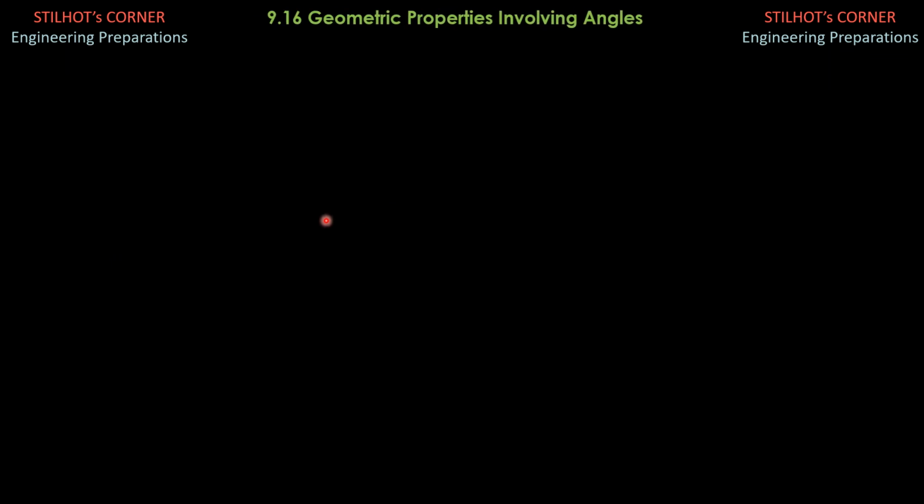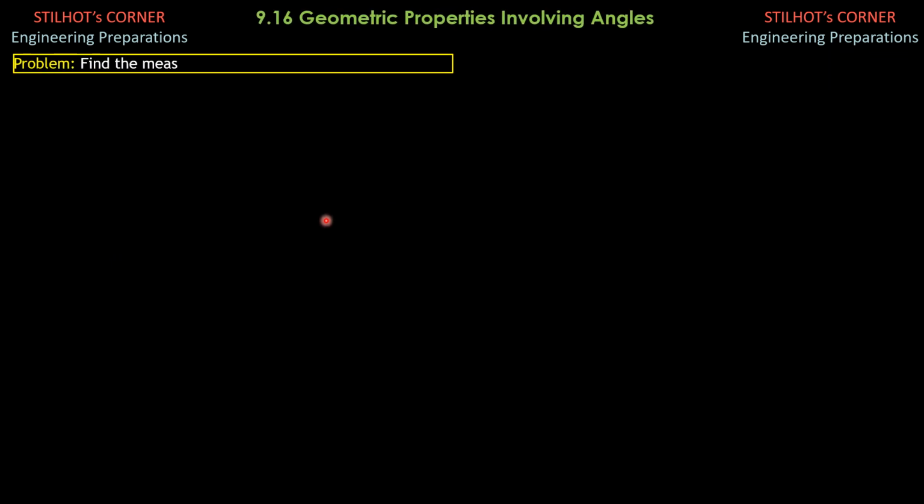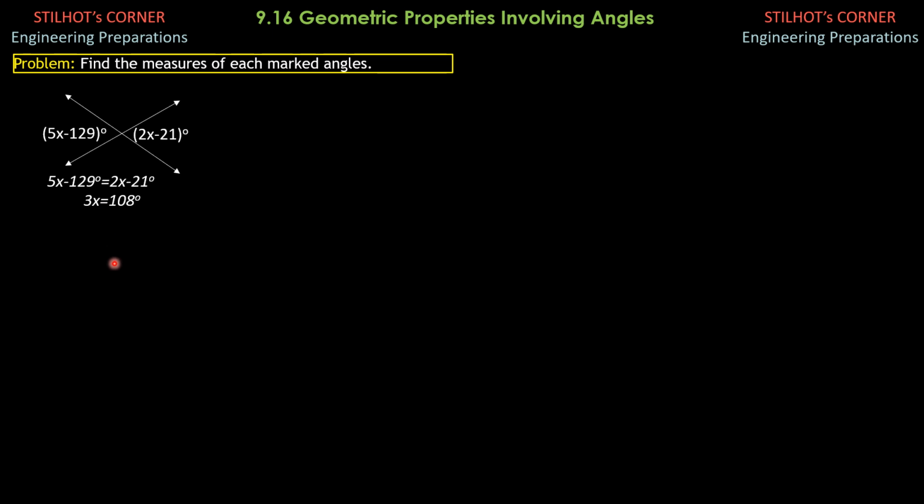So for the next exercise, find the measures of each marked angle in the figure. We have vertical angles. These two angles are equal. So 5x minus 129, all in degrees, is equal to 2x minus 21 degrees. So 5x minus 2x is 3x. Then transpose negative 129 to the right. 129 minus 21 is 108. So 3x equals 108 degrees. Therefore, x is 108 over 3, and that is 36 degrees.